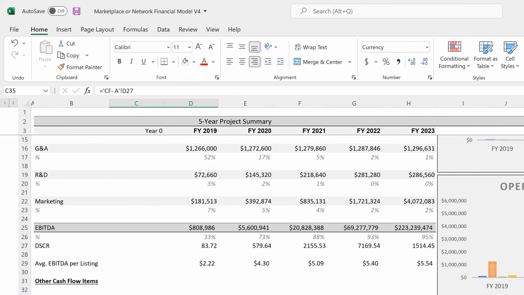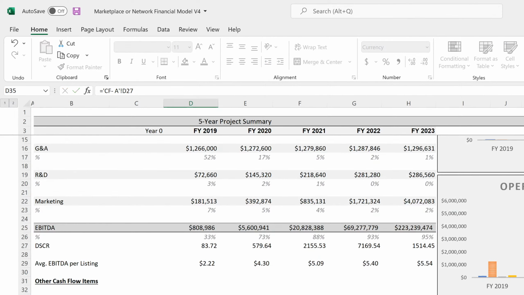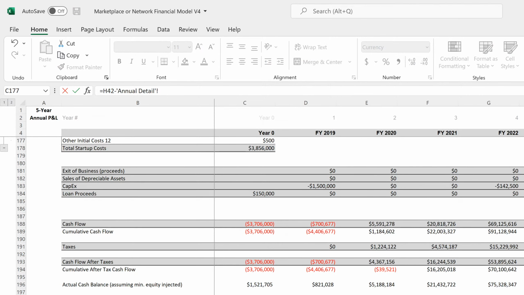So now 435,057. Actually, we're gonna have to put this in the actual year. 435,057. It should be our ending cash balance after equity. Yes, it is. Okay. So this is all checked in. Subtract this from our annual to do the check.